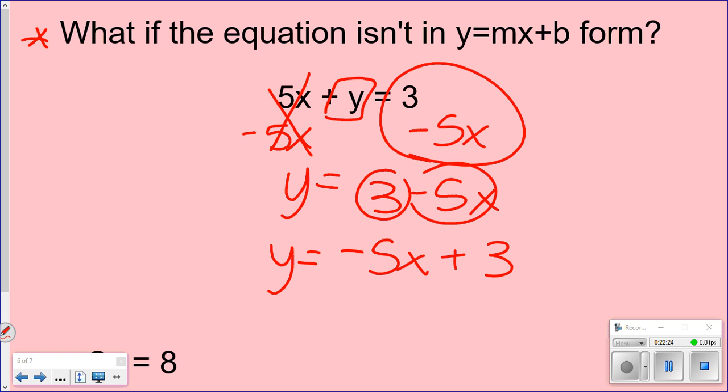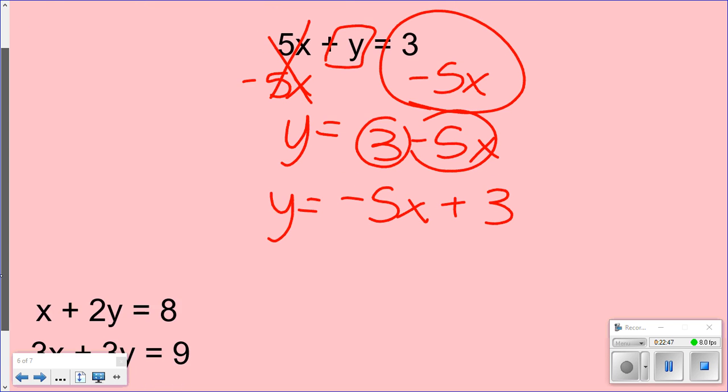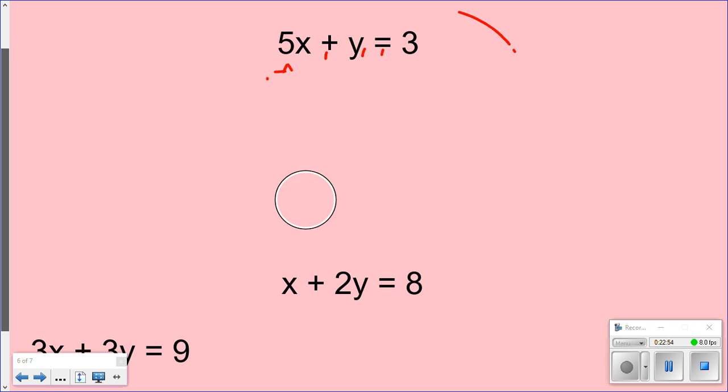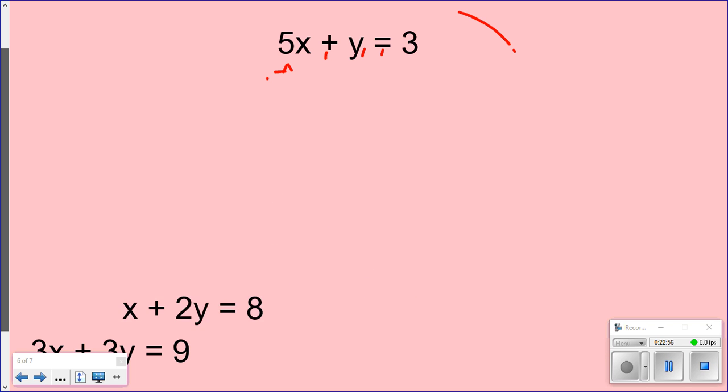So is the slope 5? What is the slope? Negative 5. Negative 5 is the slope. Now you could go ahead and graph it. But the hardest part is putting it in that y equals mx plus b form. That's tricky. That's really tricky. And I'll do another one if you want to see another one. Actually, I'll probably do a few more because this is probably the trickiest part of today. Let's do one like this.